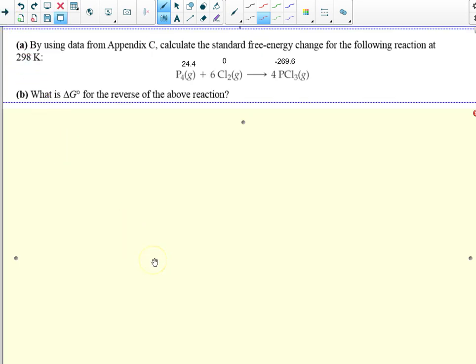By using data from Appendix C, calculate the standard free energy change for the following reaction.